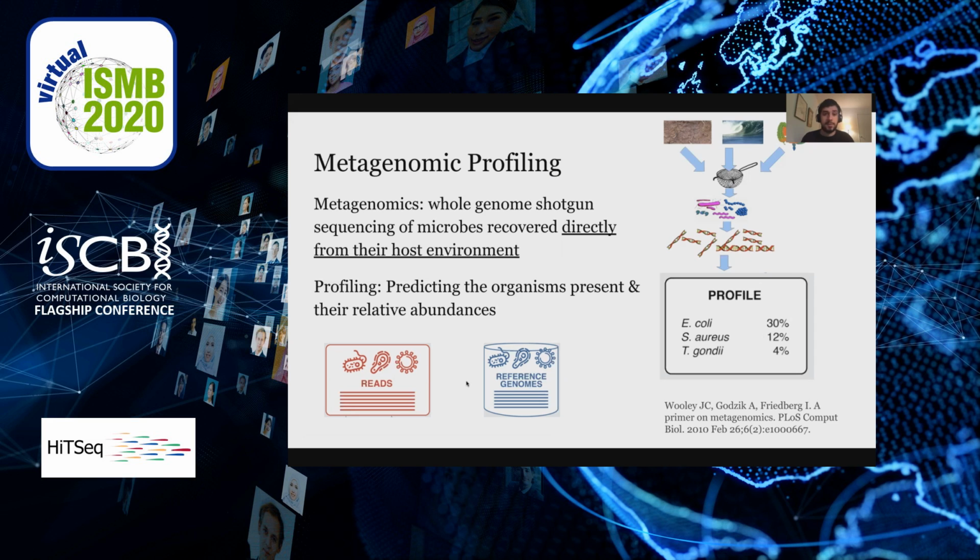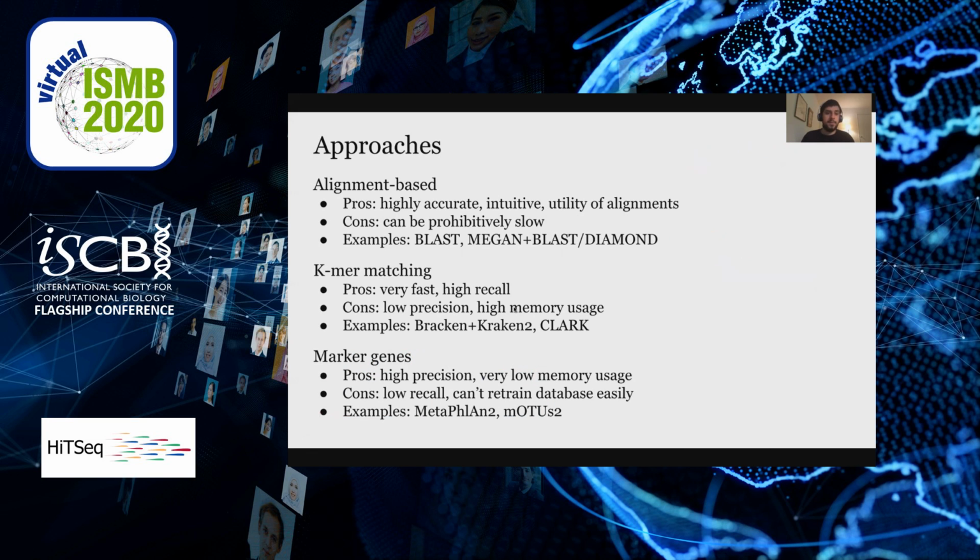You can do something like BLAST. And the advantage of BLAST and other alignment-based approaches like Megan are that they're highly accurate, they're intuitive, even non-technical people get the concept, and alignments are useful. They can be used for all sorts of other analyses once they've been produced. However, the reason why people don't always do this is because it can be prohibitively slow.